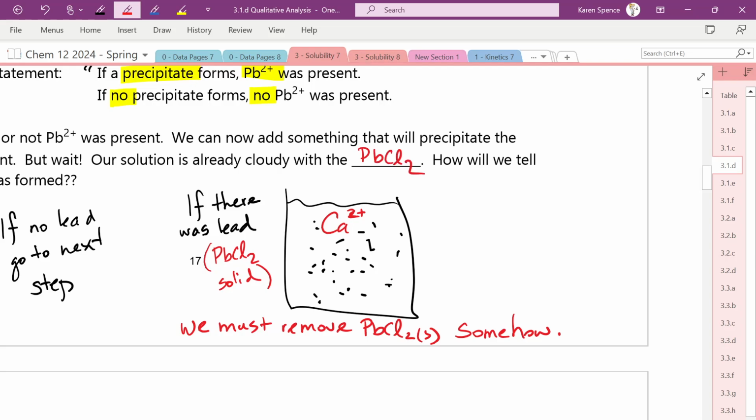So I would like you to think for a moment and see if you can think of a way of removing the lead chloride. And in the meantime, I'm actually going to go get some lead and some chloride so you can see what a solution looks like. Actually, I'll get lead and iodide because that's more exciting. That's great.